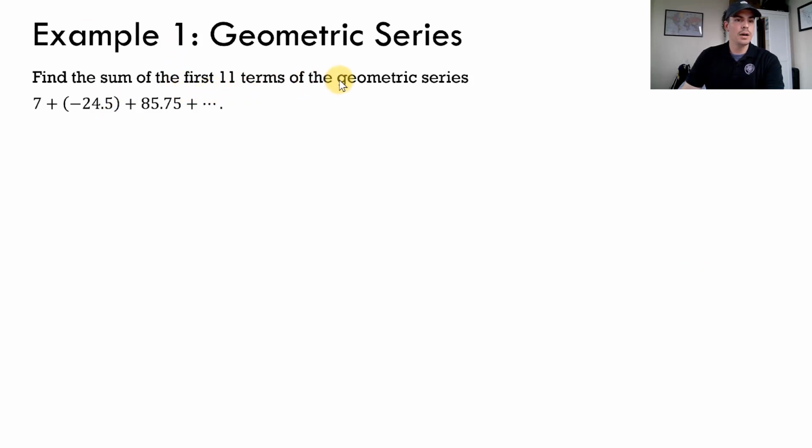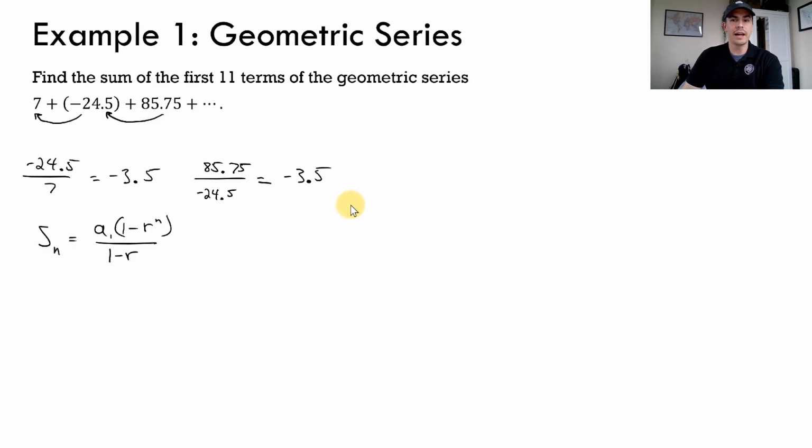First one, find the sum of the first 11 terms of our geometric series. So I've got our series here. We need to find out what our common ratio is, and we can do that by taking the quotient of our consecutive terms, and we find it's going to be negative 3.5. So our formula says r is negative 3.5, a sub 1 is 7, and my n is going to be 11, because I'm looking for the first 11 terms.